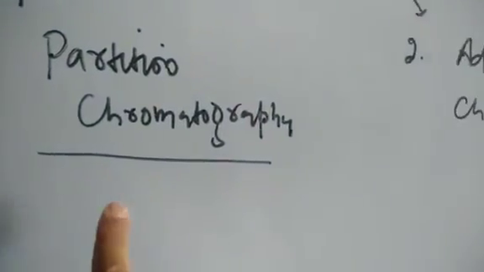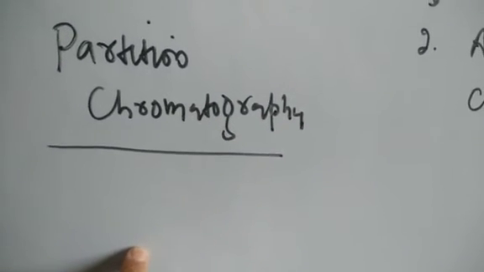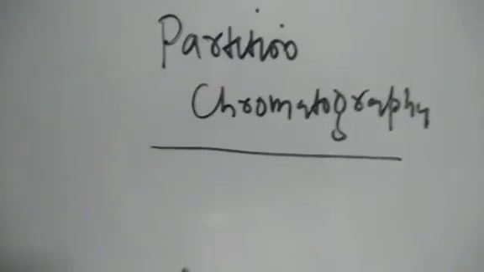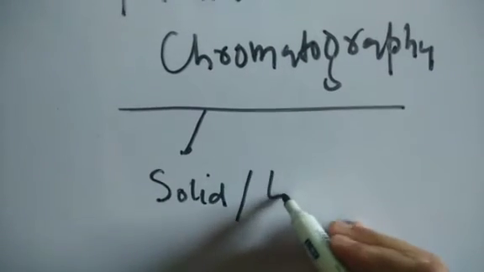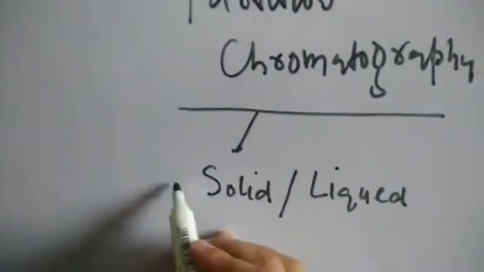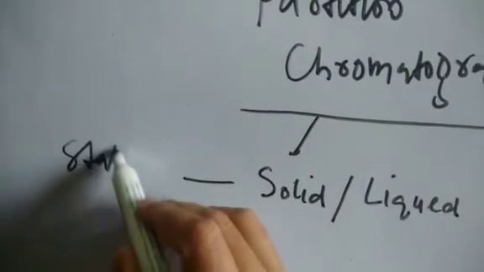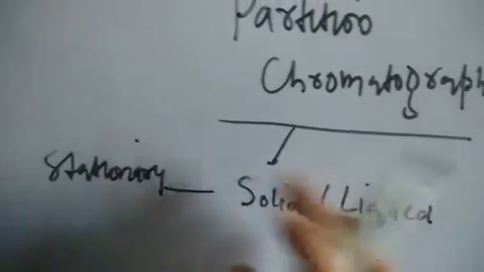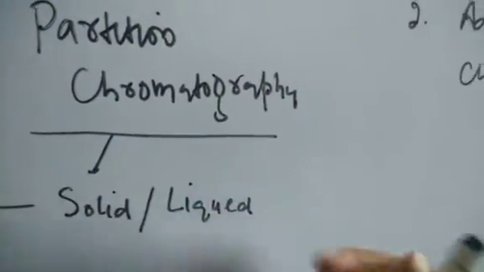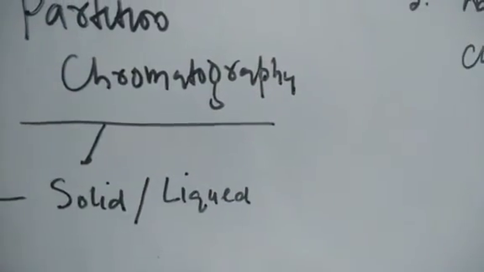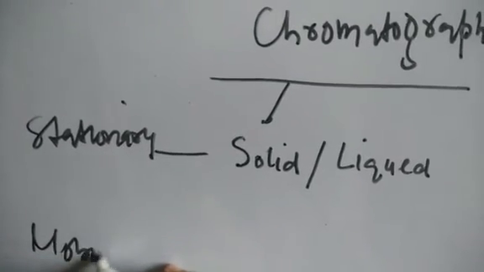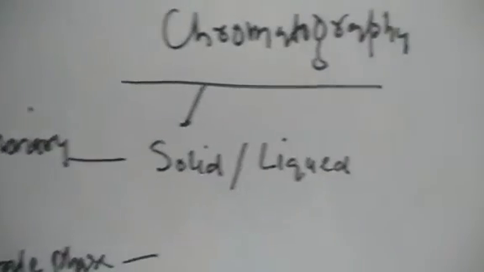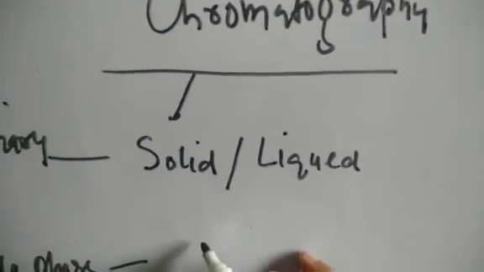In partition chromatography, the stationary phase can be a solid, which is very important, or it can be a liquid. We will understand this later also, when we go to the different types of chromatography. So your stationary phase can be a solid or a liquid. That means the packed column can be either a liquid based material or a solid based material. It can be a gel type, semi solid. Fine. And the mobile phase in partition chromatography can be a liquid or a gas.